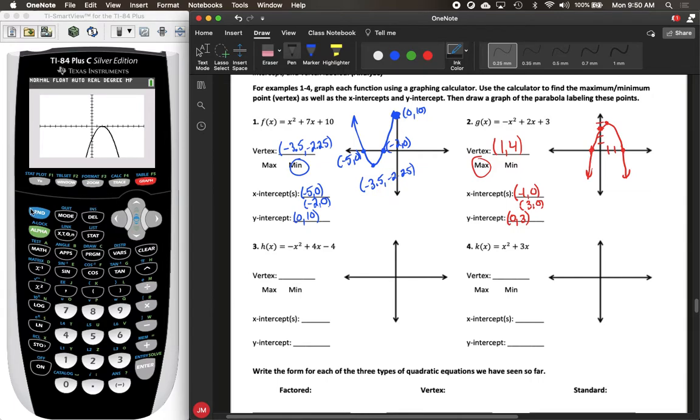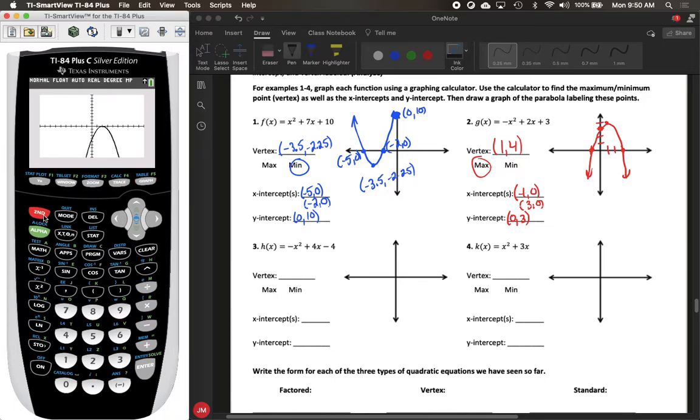So let's start with our vertex. So once again, we know that this is going to be a maximum, so we'll hit second calc, choose option number 4 for maximum, and run through each of those commands. So left bound, again, somewhere to the left of our 2. Right bound, somewhere to the right of our 2. Make sure to press enter after each of those, and then we will choose our point as close to our vertex as possible.